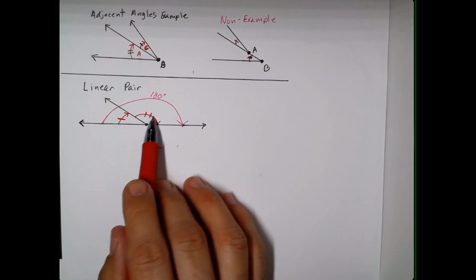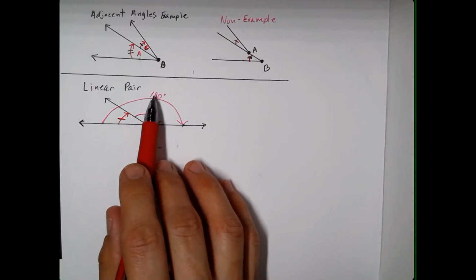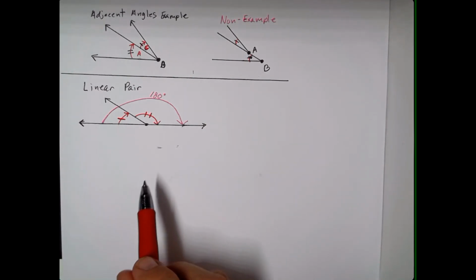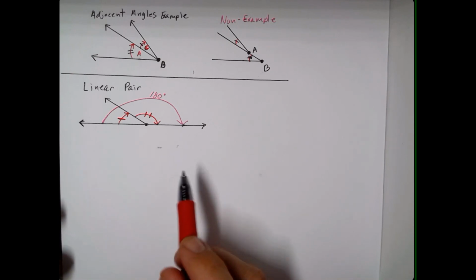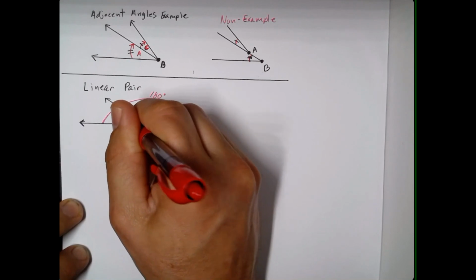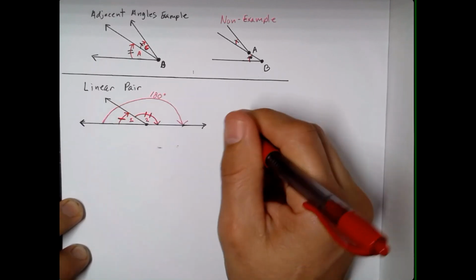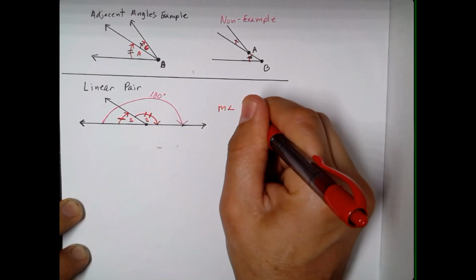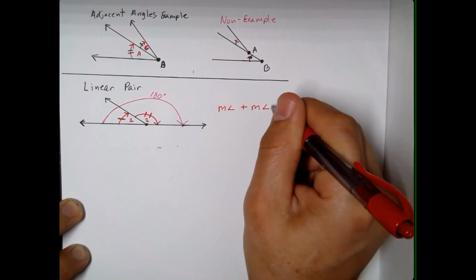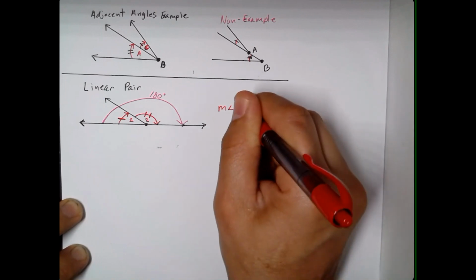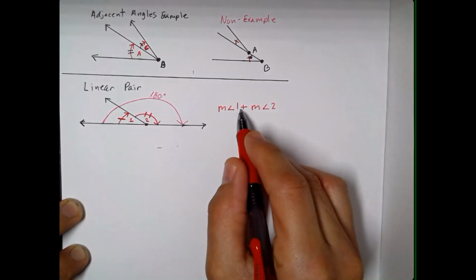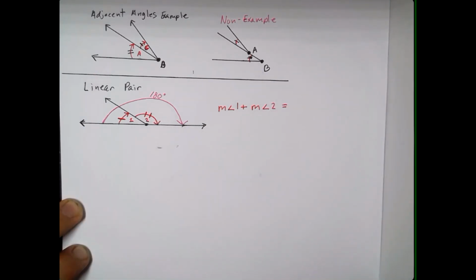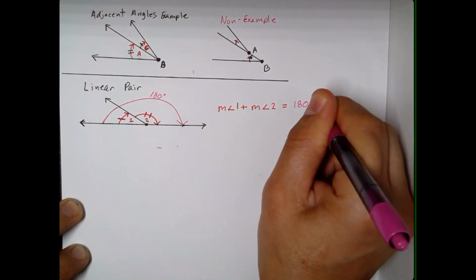However, if you add these two angles up, the whole thing equals 180 degrees. So this would be considered a linear pair because it's two angles that form a line. Let's call this angle 1, and we'll call this one angle 2. The measure of angle 1 plus the measure of angle 2 would be equal to a straight angle, which is 180 degrees.